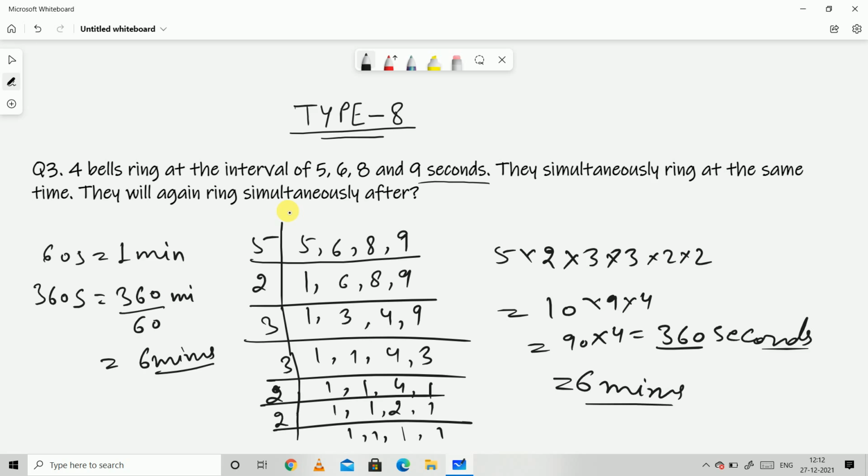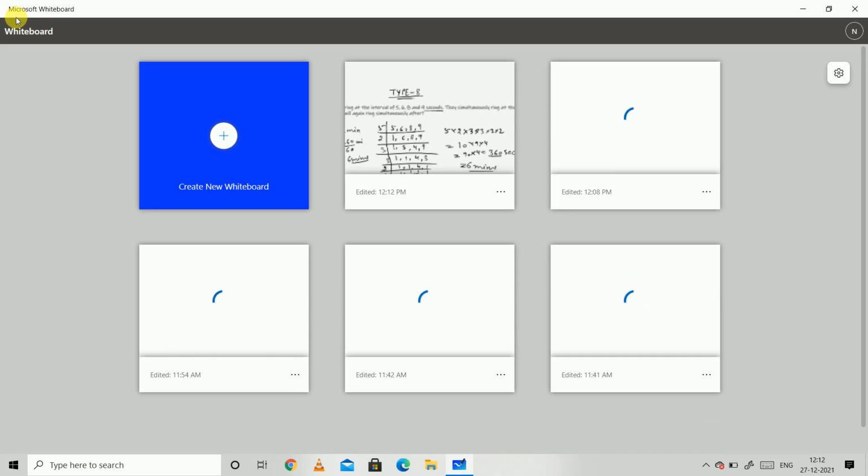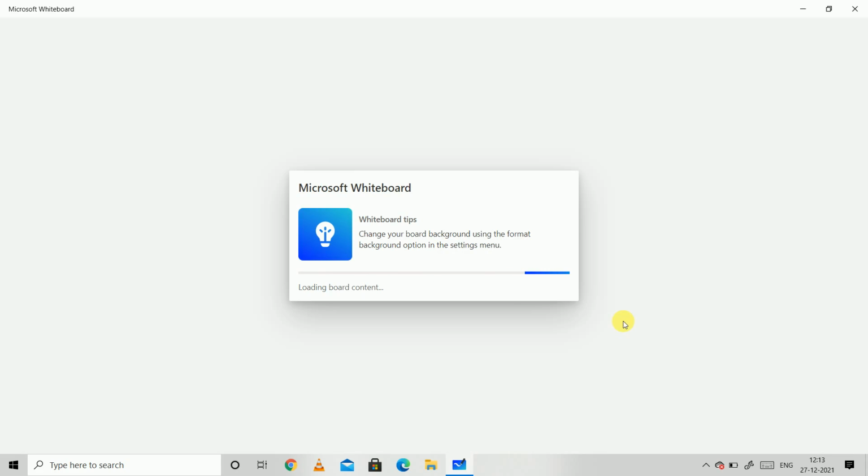Okay, clear? Now let's move on to the next variation of this type 8 only. Actually type 8 is nothing but statement based questions. They can give you these types of statements and you need to solve. Okay, let's see the next variation of the same type.